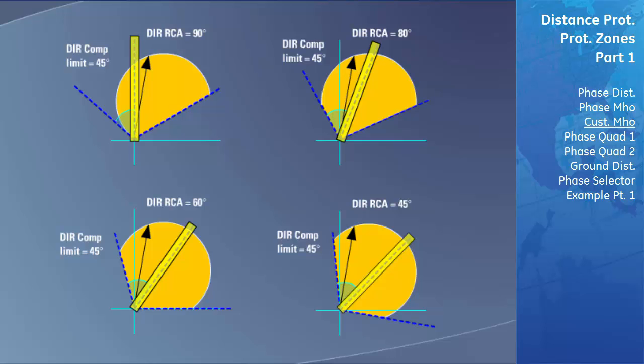As you can now see, the D60 is very flexible and allows for the MHO characteristic to be modified in many different ways to tailor the protection to fit your needs. Simply by changing the comparators that we discussed in the previous sections, you can alter your distance characteristics to fit most any power system conditions.